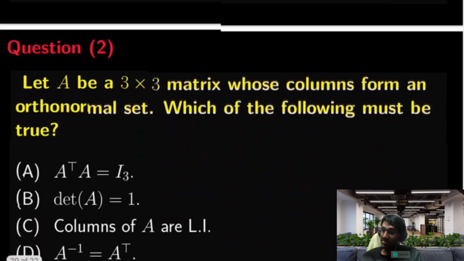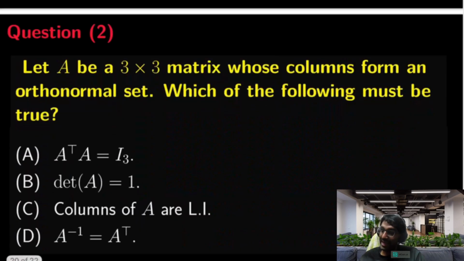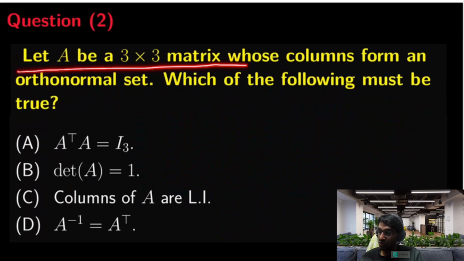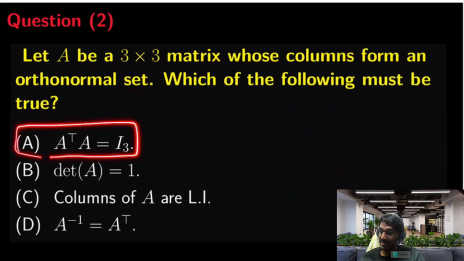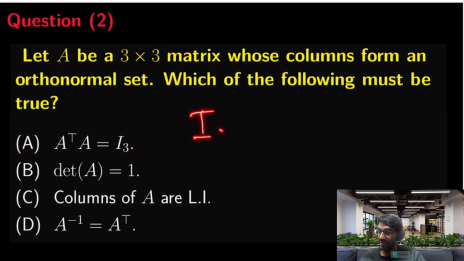So let's move to the next question. Let A be a 3 cross 3 matrix whose columns form an orthonormal set. Which of the following must be true? Option A, A transpose A is equal to I3. Here I is the identity matrix, and 3 is because it is a 3 cross 3; it is another notation for the 3 cross 3 identity. Option B, determinant of A is equal to 1. Option C, columns of A are linearly independent. Option D, A inverse is A transpose.